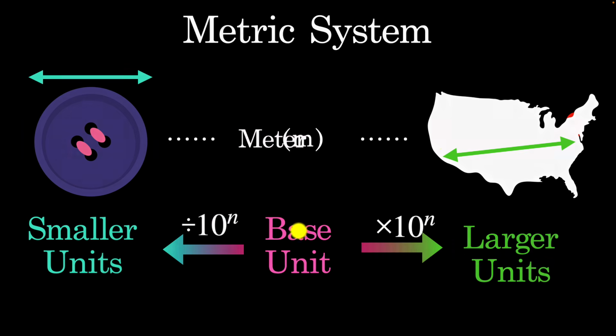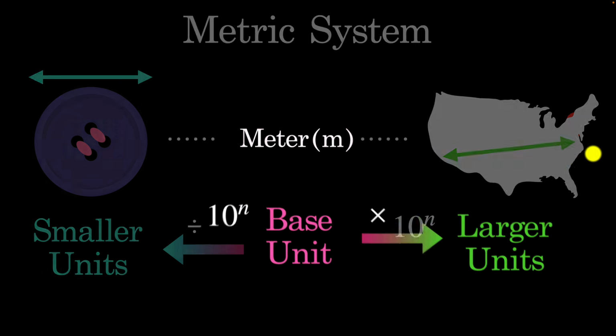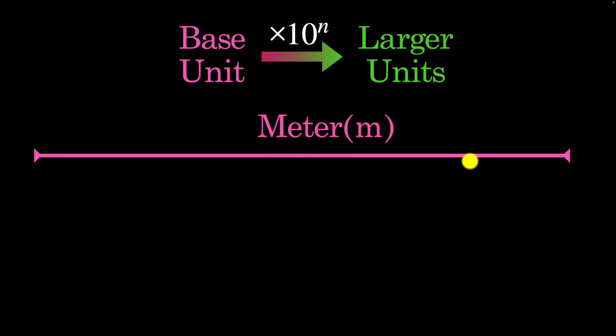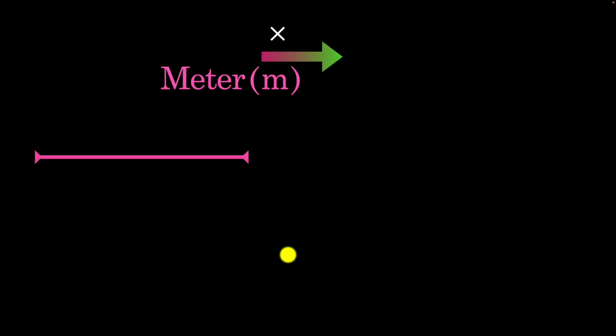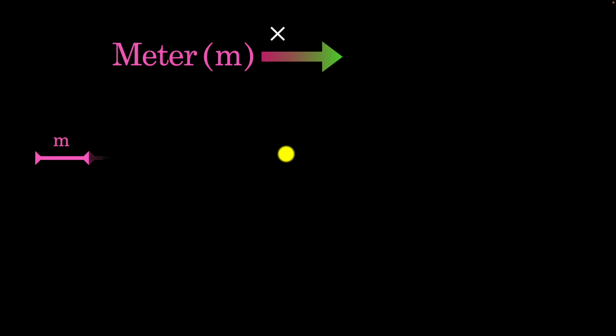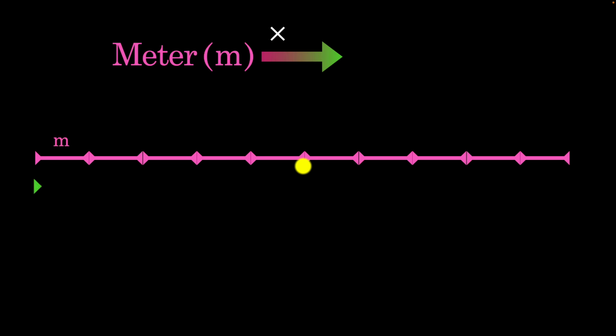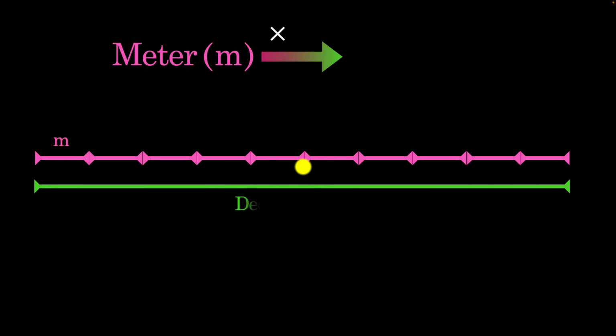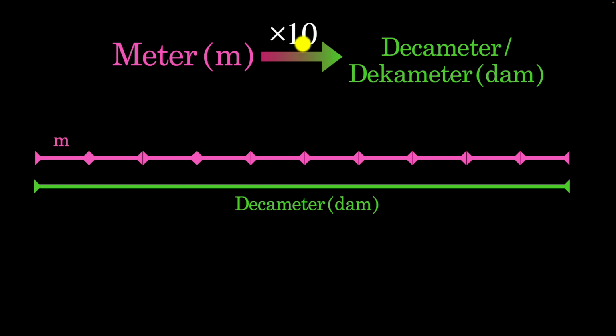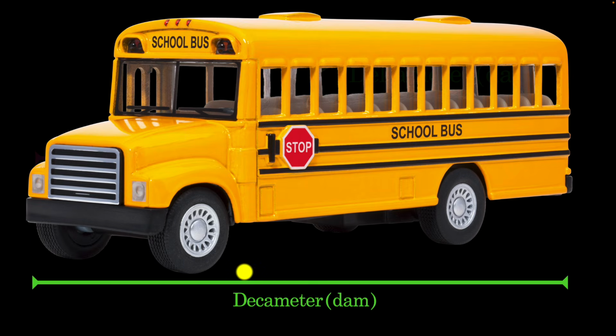And now let's explore the other side. How do we build larger units? Well, for that, let's take our base unit, which is a meter, and multiply it by powers of 10. For example, let's multiply it by 10. Now we get a decameter, which is abbreviated as DAM. The DA stands for deca, which literally means multiplied by 10. So a decameter is 10 times a meter. And this is roughly the size or the length of a school bus. So we have a big unit with us.